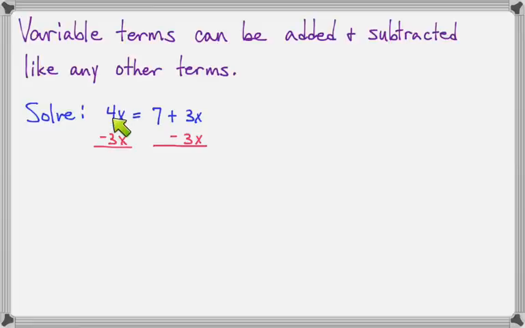Now I can combine. 4x minus 3x is 1x. And 7 plus 3x minus 3x gives us 7. So in this case, x equals 7.